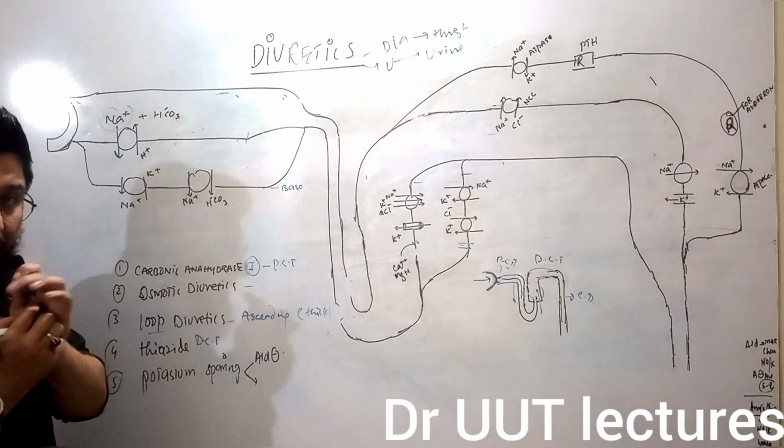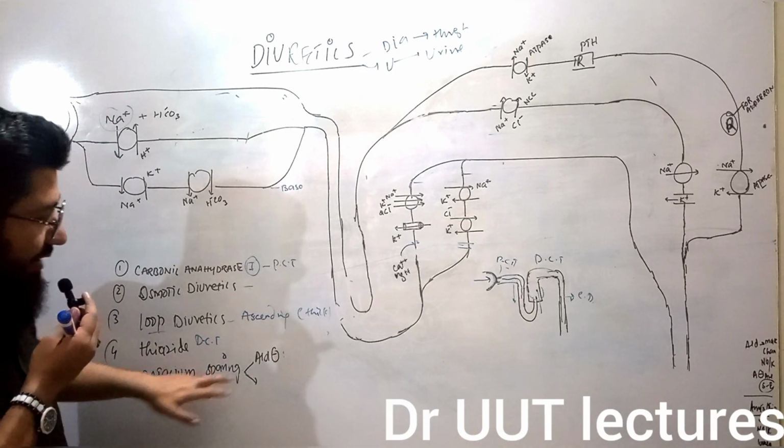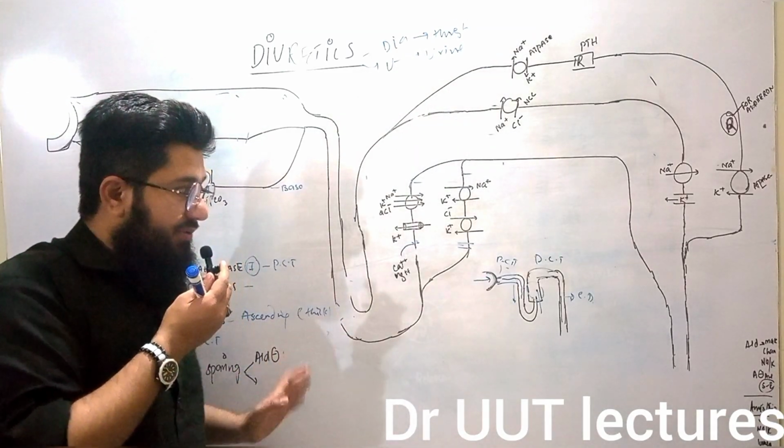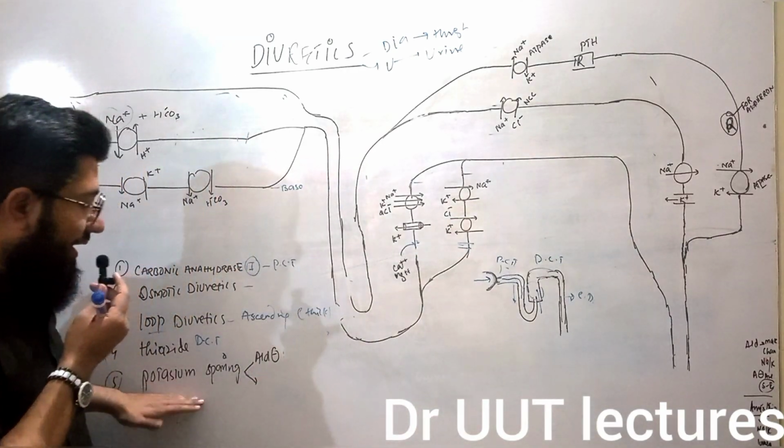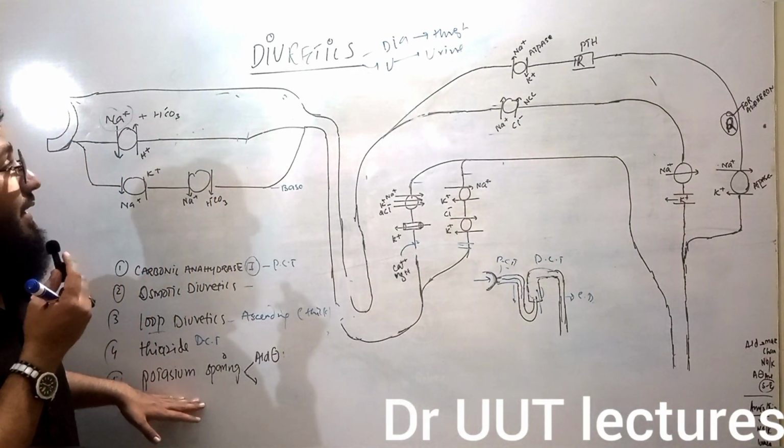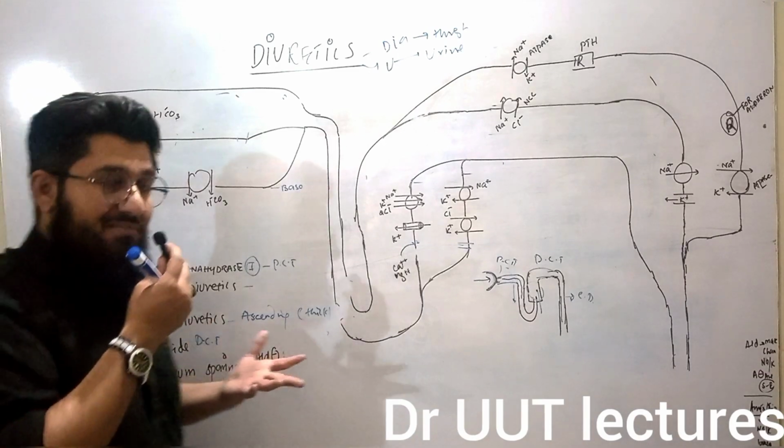Then we have potassium sparing, the last but not the least, in which we have aldosterone antagonist and some others. We will talk about this at the end of the lecture because it is going to be the end discussion of our lecture. So now let's come towards the mechanism of action of each.